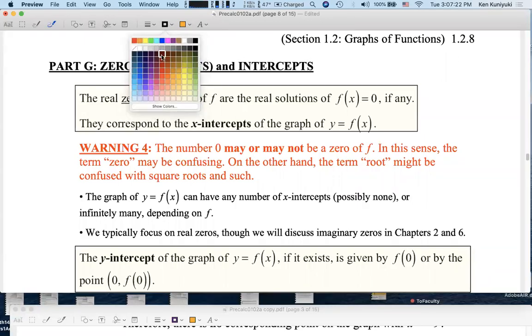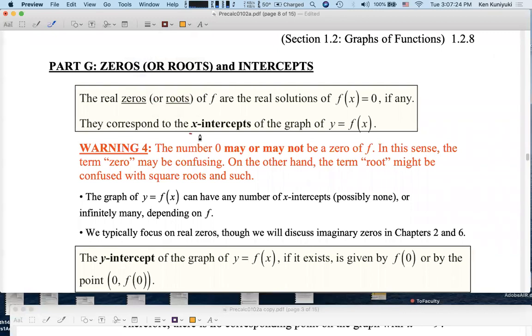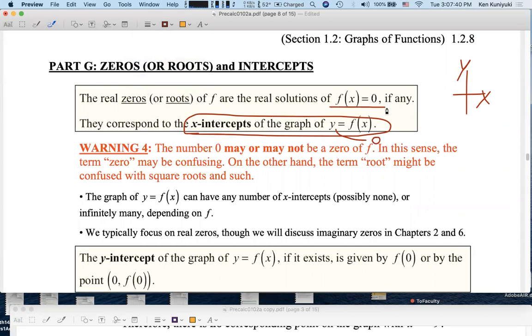Hi everyone. How do you find the x-intercepts on the graph of y equals f of x? Well, in general, how do you find x-intercepts in the xy plane? You set y equal to 0. You set the function rule equal to 0, and you find the real solutions of this equation. The real solutions of this equation are the real zeros or roots of f.